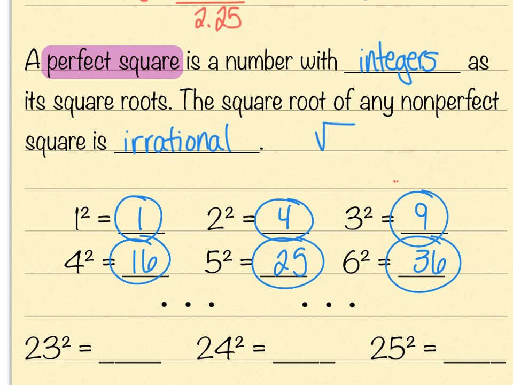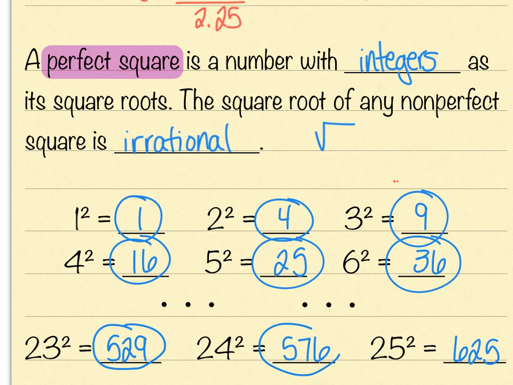So 23 squared is 529. So 529 is a perfect square. 24 squared is 576, which is a perfect square. And then 25 squared is 625. And again, this list just goes on forever. These are all called perfect squares, and they're perfect because when I square root them, I get nice, perfect, if you will, answers.